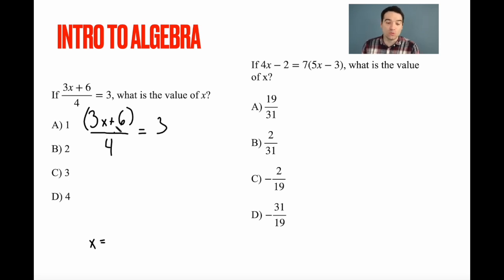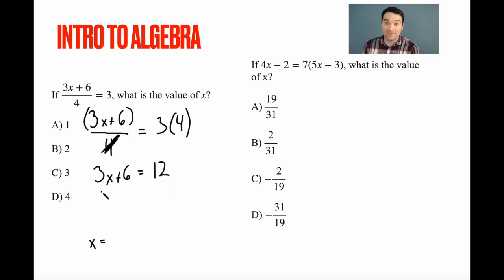Well, let's undo what is being done. How do I undo a division? I undo a division with a multiplication. So multiply both sides by 4. Multiply that by 4, and multiply that by 4. So the 4 goes away, the division is undone, and I get 3x + 6 equals 12.